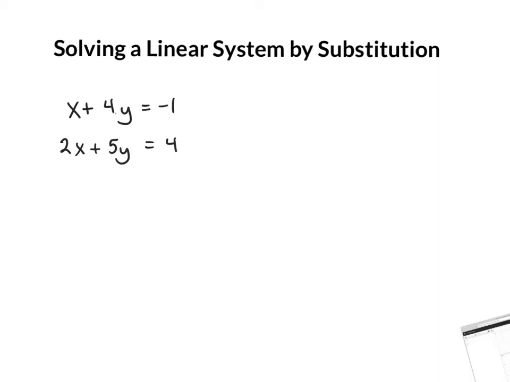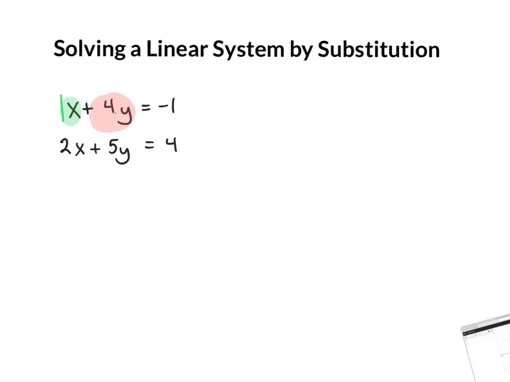Hello. Now I want to solve this linear system by substitution. So remember, the first step is to determine which of these variables is easiest to get by itself. And that is not always a straightforward answer, but in this case it is. Why? Because the coefficient here is a 1. So all I need to do is shift this guy to the other side to get x by itself.